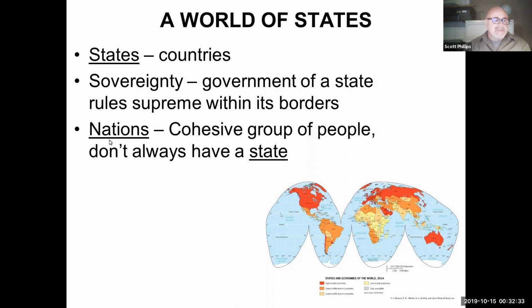Another concept that is not quite the same is the concept of nations. These are cohesive groups of people, and there are cases where you have nations of people that don't necessarily have their own state, or they don't align well with country borders, in other words.